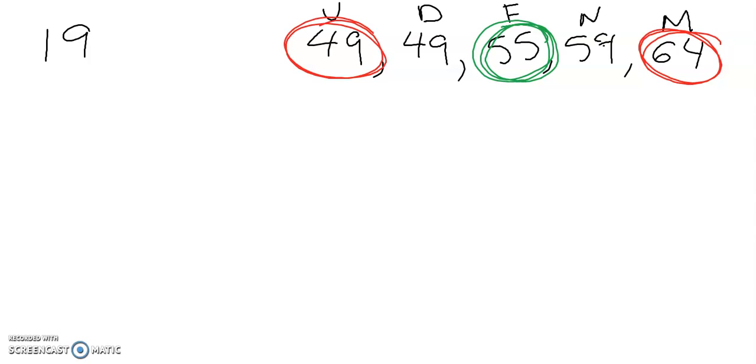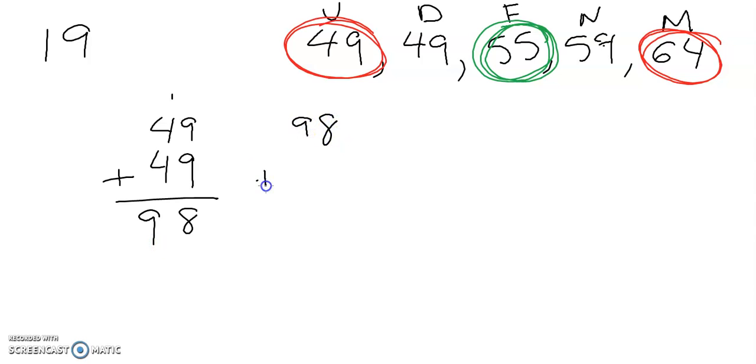So again, the mean is we have to add them all up first. So let's do this in segments again. 49 plus 49, you have 9 plus 9, which is 18. 4 plus 4 is 8, plus 1 is 9, so that's a 98. Then we're going to add 55 to it. 8 plus 5 is 13. 9 plus 1 is 10, plus 5 is 15, so I have 153.